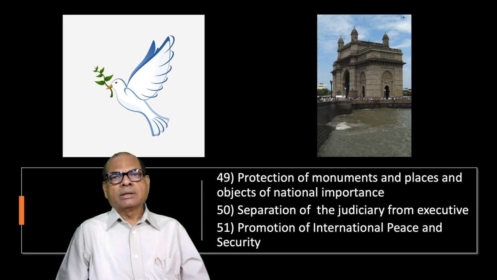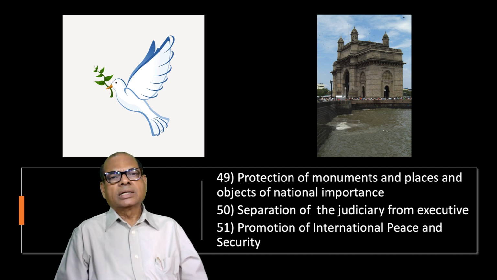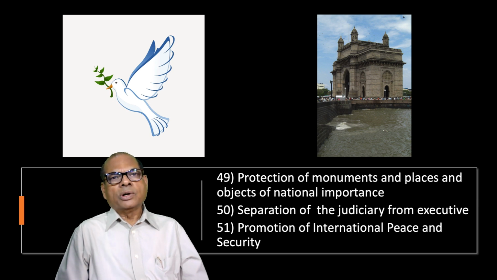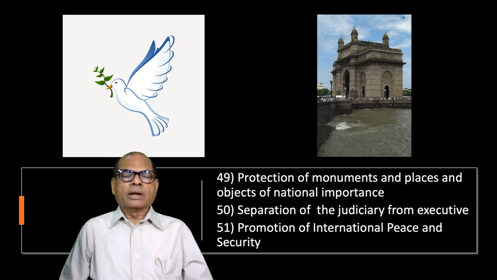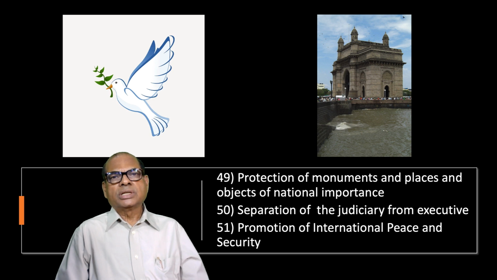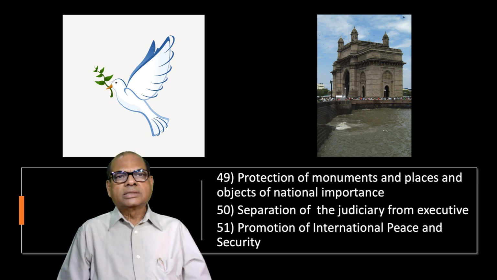Protection of monuments and places and objects of national importance. And Article 50. I talked about this in the salient features of the Constitution, where we see that independence of the judiciary is important, and that directive is given in Article 50, separation of judiciary from executive. And Article 51 is about promotion of international peace and security.